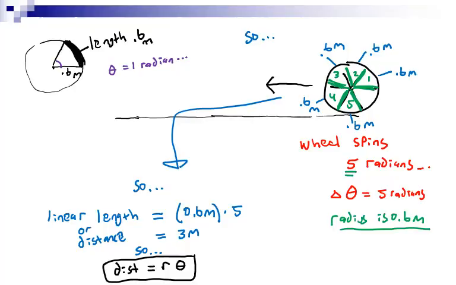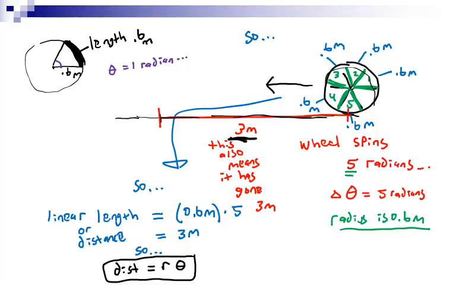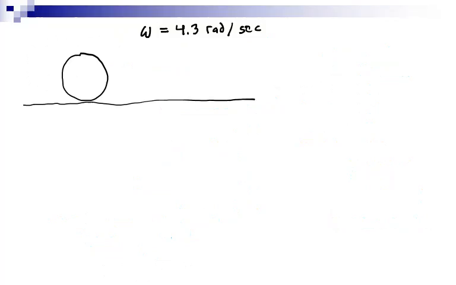So our relationship is distance is equal to the radius times the angle in radians, and that will tell us how far linearly. What's interesting about this as well is, if it travels around 3 meters, that means that's linearly how far the wheel has gone, and that's how far over the ground it's gone. And that's going to be really important as we move forward here.